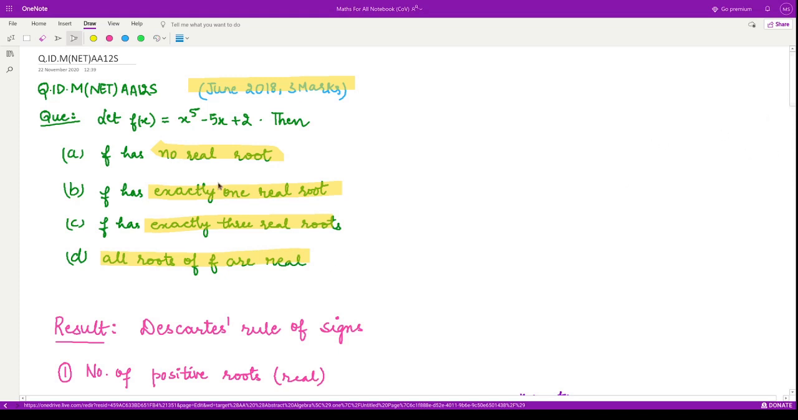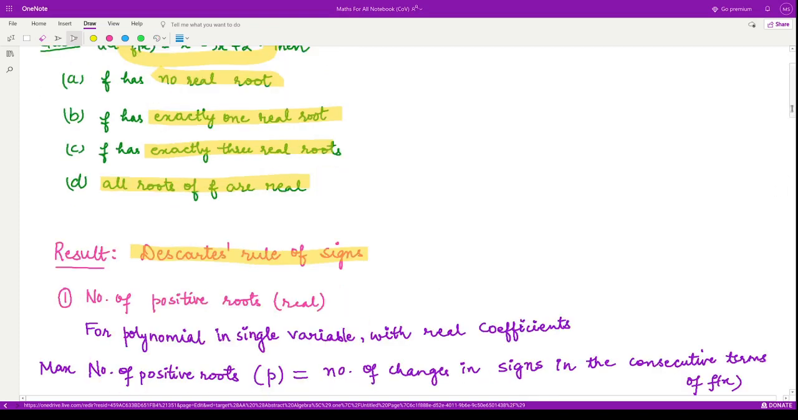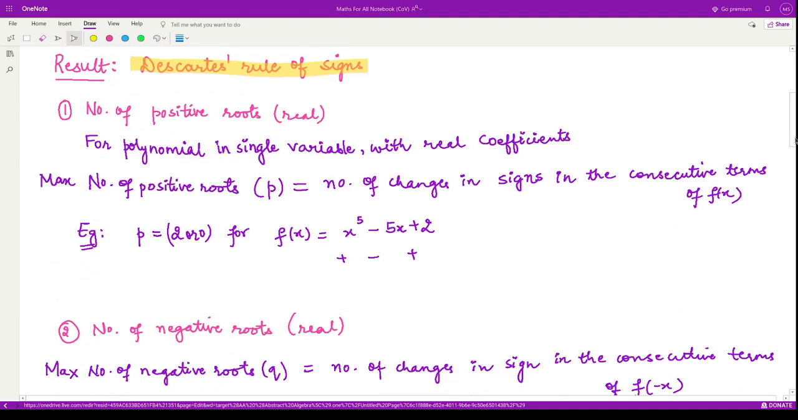So to check the number of roots for a given polynomial, we have a result called Descartes' rule of signs. It tells you the maximum number of positive and negative roots that we have for a given polynomial. The maximum number of positive roots is calculated by checking the signs of f of x.